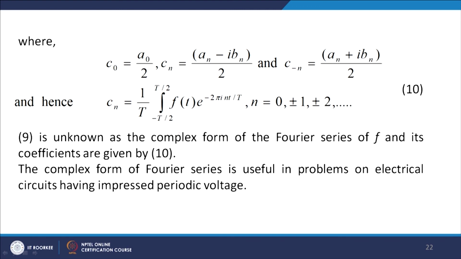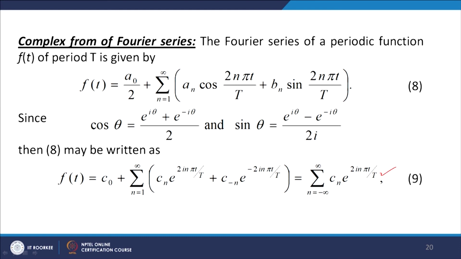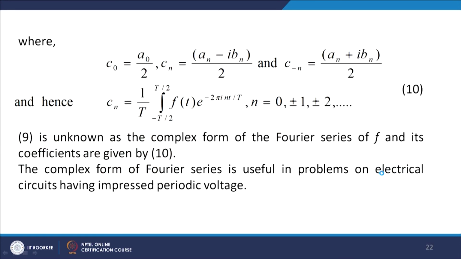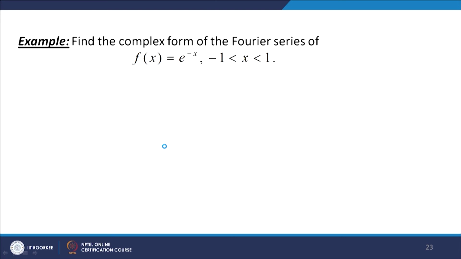Now, this is known as the complex form of the Fourier series of f. Okay. And its Fourier coefficients are given by this expression. This is useful in problems on electrical circuits having impressed periodic voltage. This is the complex form of the Fourier series of f. So, here we need to find the C n's.